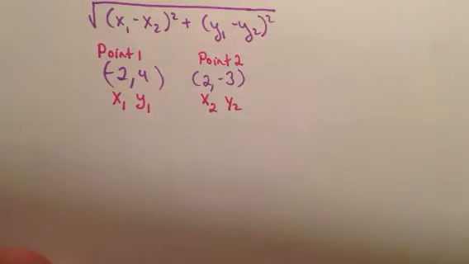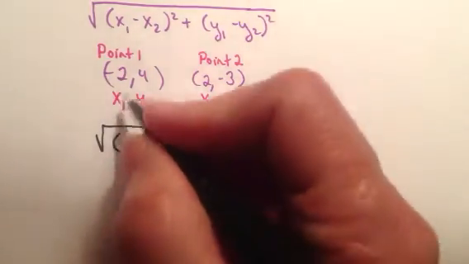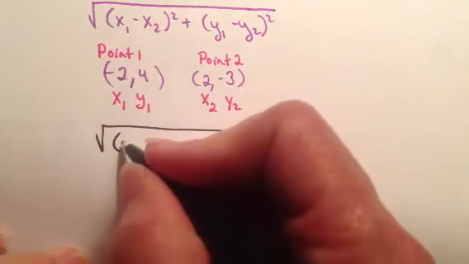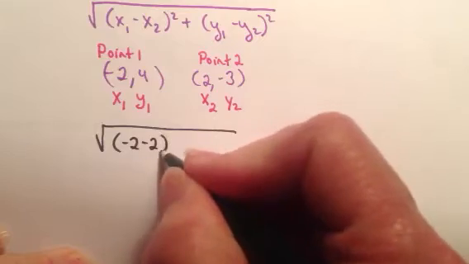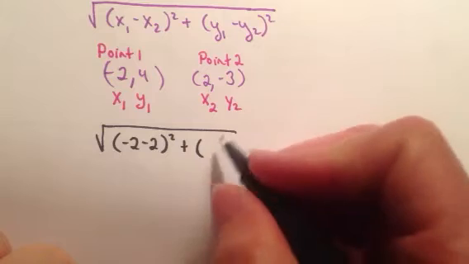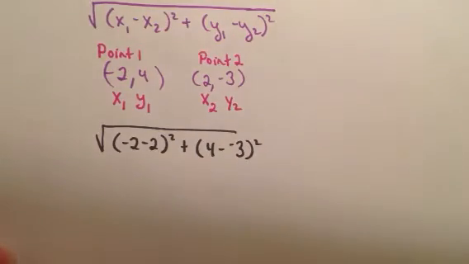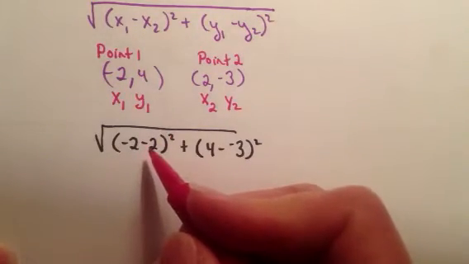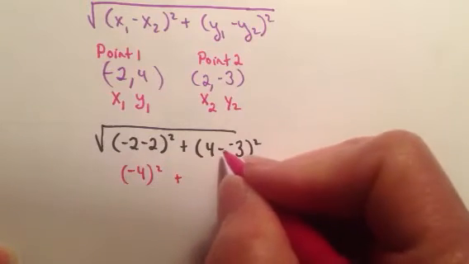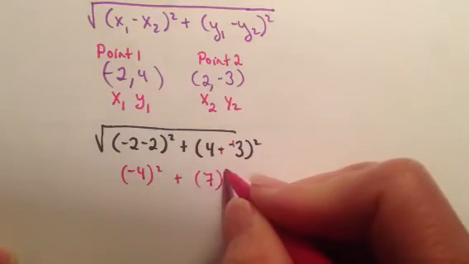So now I'm just going to plug them into my formula up above. So I'm going to take the square root. So I want to take the x values. Notice that we're just subtracting the x values. So that's going to be negative 2 minus 2 squared. And I'm going to subtract my y values. So that's going to be 4 minus negative 3 squared. Well, negative 2 minus 2 is negative 4. Put it in parentheses, squared. And these two become plus plus because they're next to each other. So this becomes 7 squared.